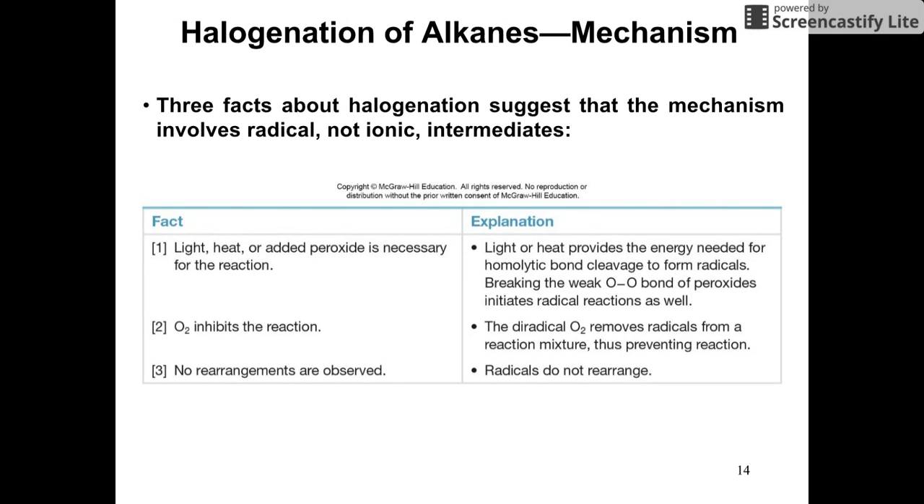In terms of how this happens, okay, so we're in the radical chapter, so we assume that this is going to happen by a radical. Now, the way that we can determine that with some evidence is listed in this table here. We need light, heat, and or peroxides for the reaction, and again, this allows for the homolytic bond cleavage. O2 inhibits the reaction, and again, in the last discussion, we talked about how O2 can stop radical reactions, and we don't observe rearrangements, which we would observe if we were dealing with a carbocation. And so all three of these points point to a radical mechanism.